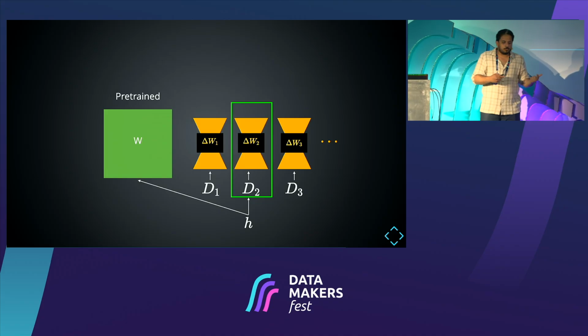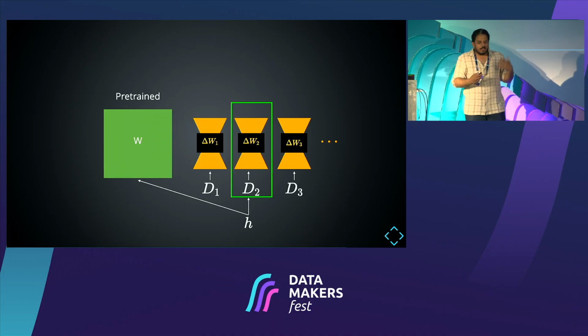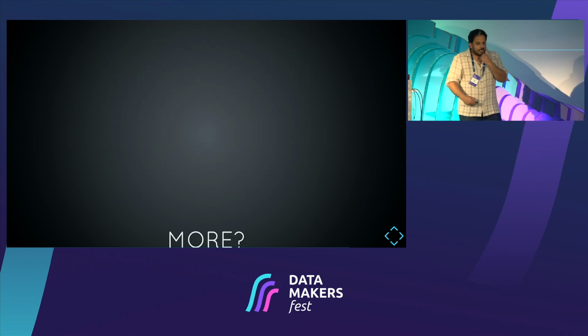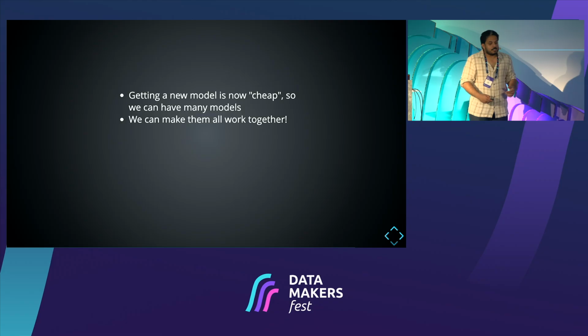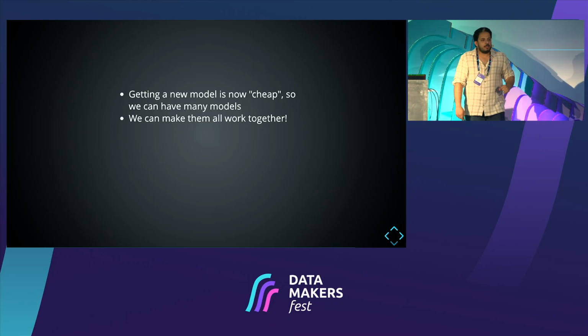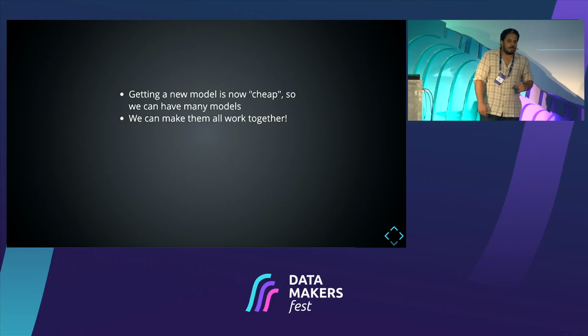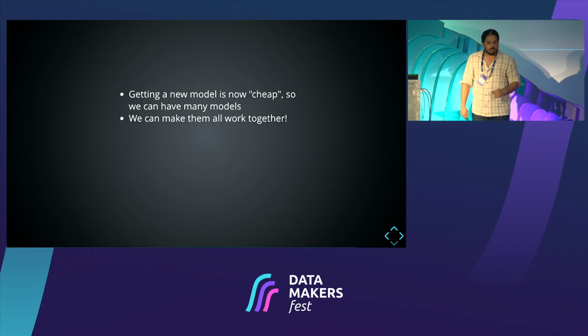This has allowed us to not bother so much about keeping all the data together, like dataset versioning and stuff. It all becomes rather easy. OK, is there more? There is. Getting a new model is now cheap. It doesn't cost any memory. It doesn't cost any extra deployment time. And training it is faster as well, and you can train it with a small number of samples.